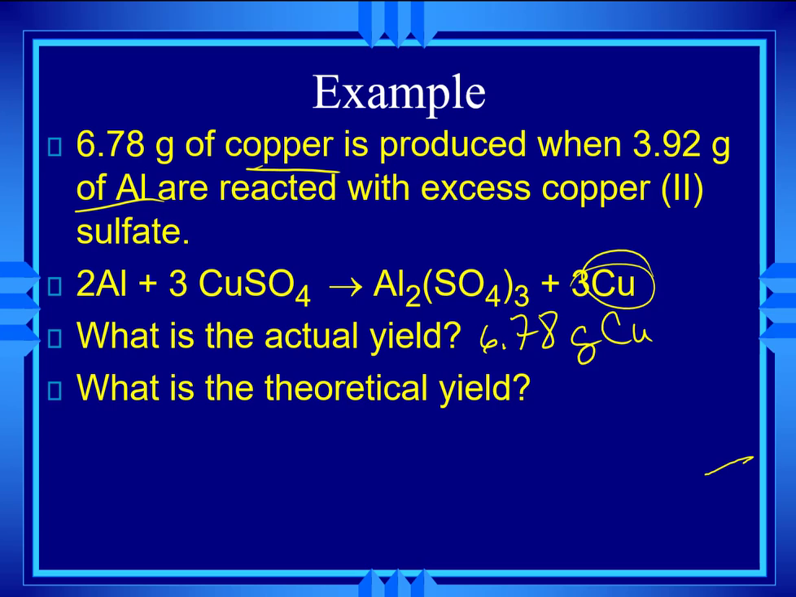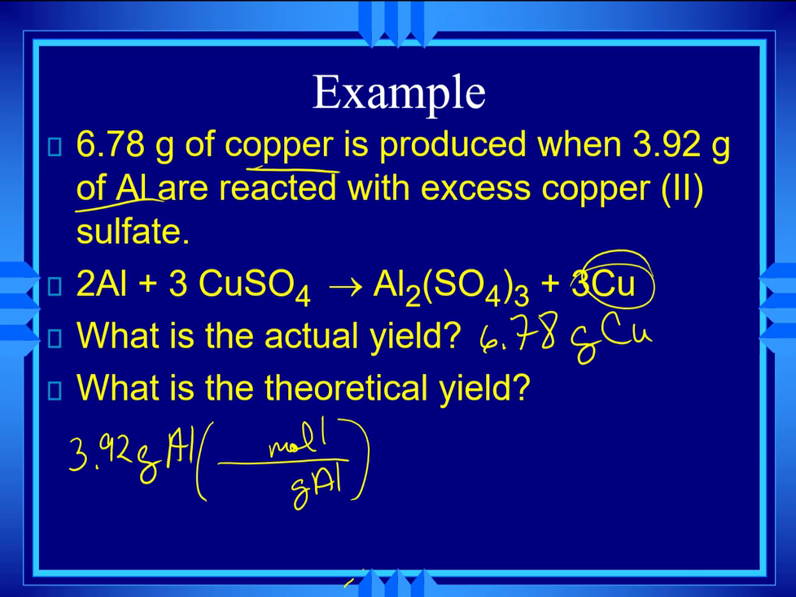What's the theoretical yield? How much copper should you have made? Well, now I've got to figure out, if I used up that aluminum, how much copper would I make? So I start with the 3.92 grams of aluminum, the reactant, to figure out how much product I'm going to make. And I want to get rid of grams of aluminum and change that to moles of aluminum. So we're right back to the stoichiometry problems we've been doing for a couple of days. Stoichiometry answer is a theoretical one.